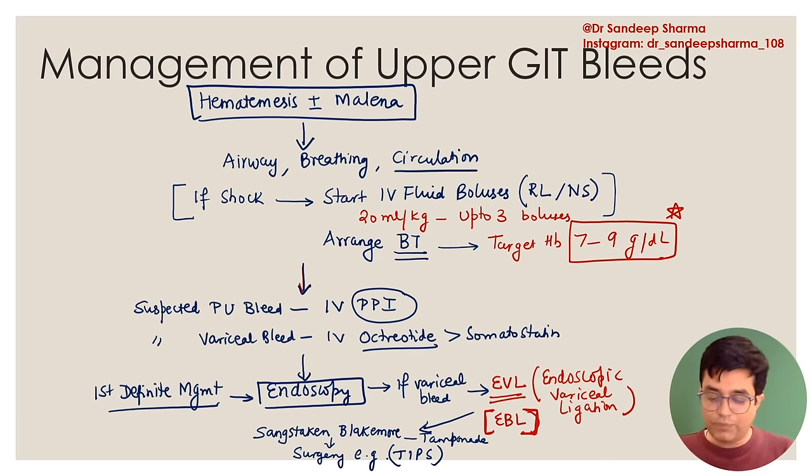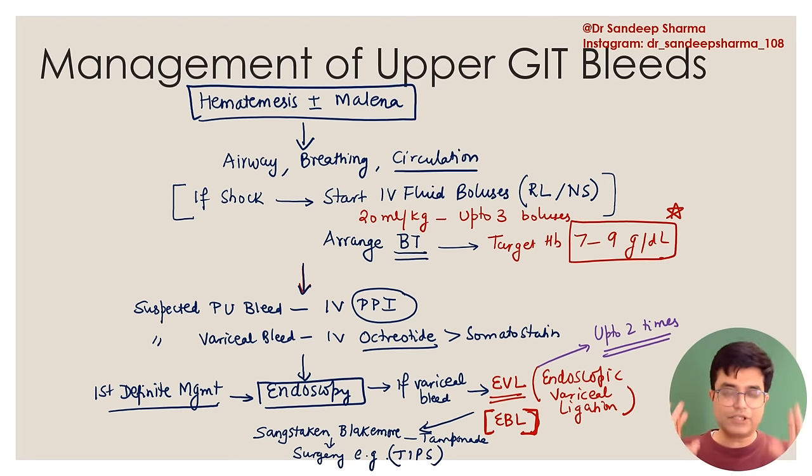And endoscopy kitni bar kar sakte hain? Suppose pehla variceal ligation you did and the patient was not improving, so you can do a second endoscopy, right? And if the second endoscopy also fails, then a third endoscopy is not done. So for endoscopy, you can put an arrow and write up to two times endoscopy can be done. Endoscopic variceal ligation can be tried two times. Zaruri nahi ek bar, but it can be tried two times, and endoscopy must be done within 6 to 8 hours of the patient presenting.